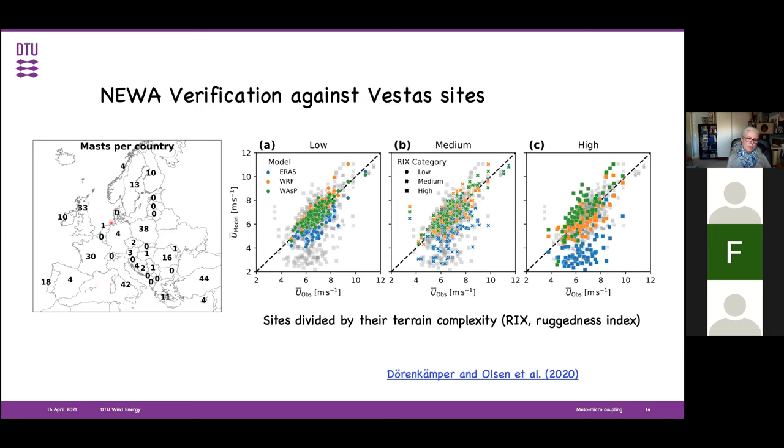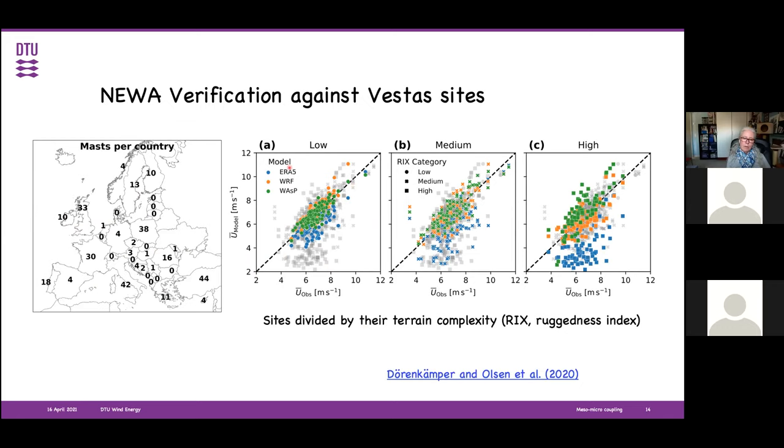Some regions are well sampled, other ones perhaps not as well. But you can divide the sites in terms of their complexity. And in WAsP, there is a parameter called the roughness index. If you separate these sites, you can see what you gain from going, for example, from ERA5 alone to WRF and to WAsP. What are you gaining in each of the couplings?